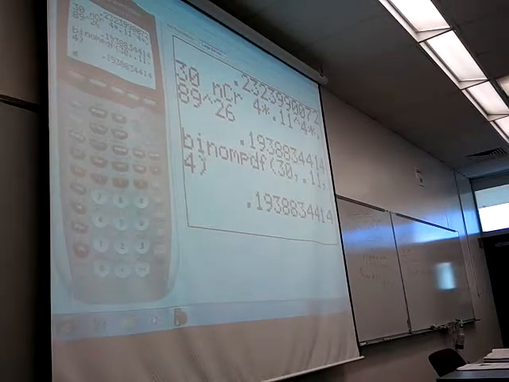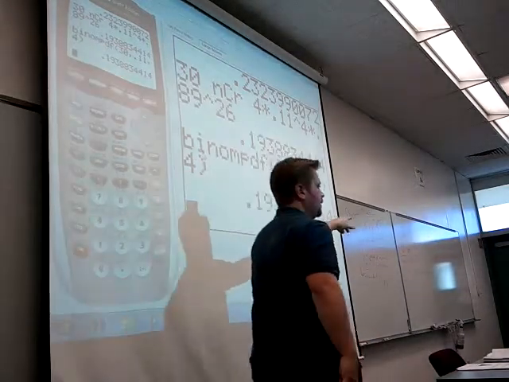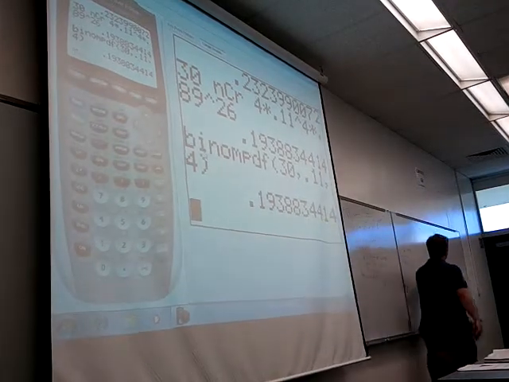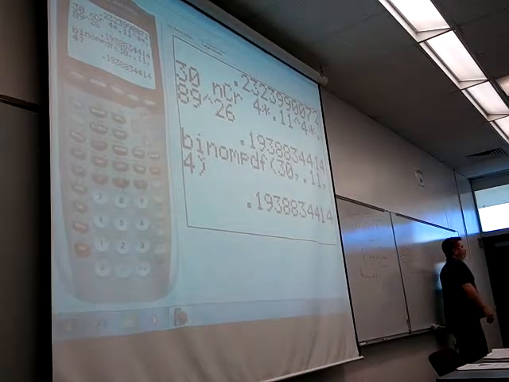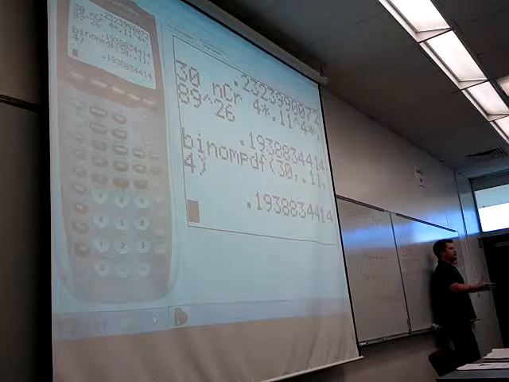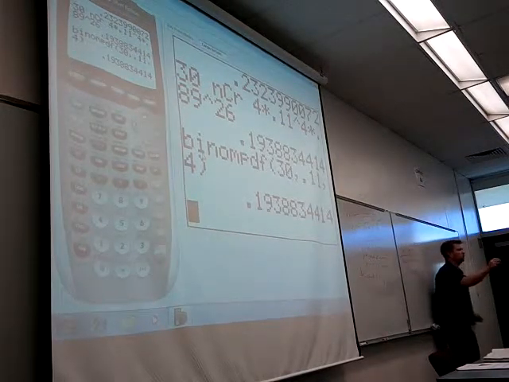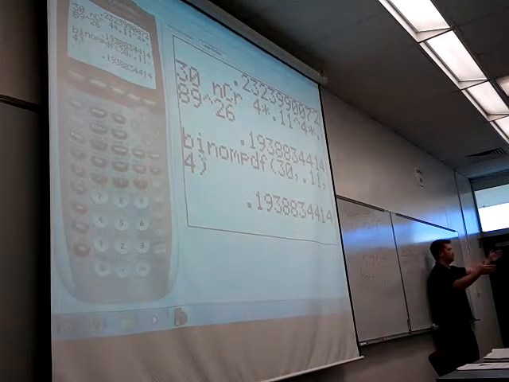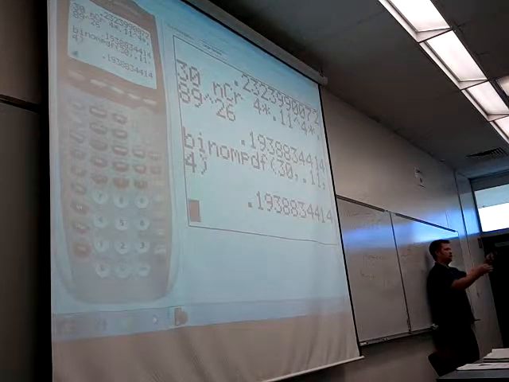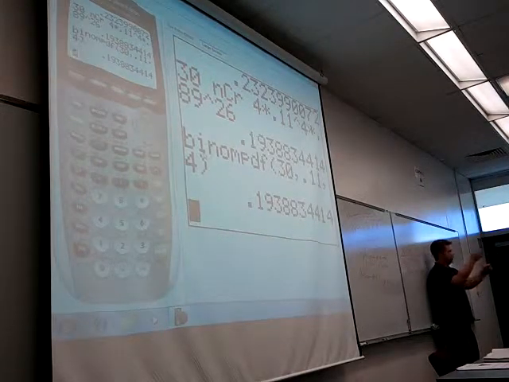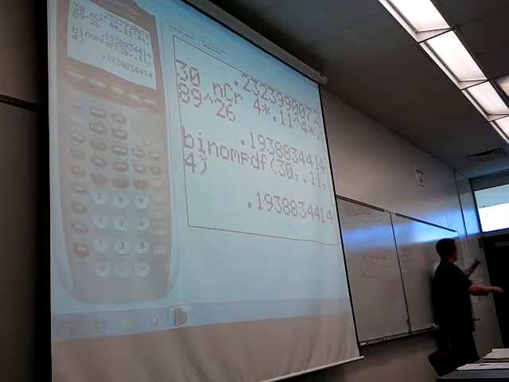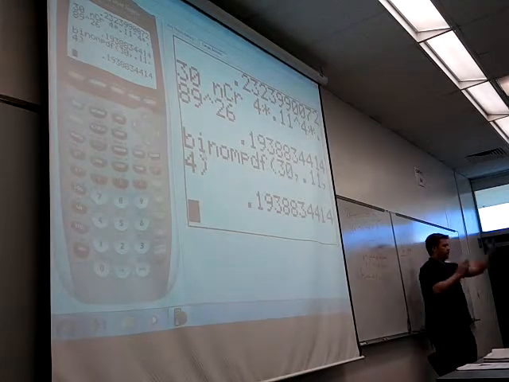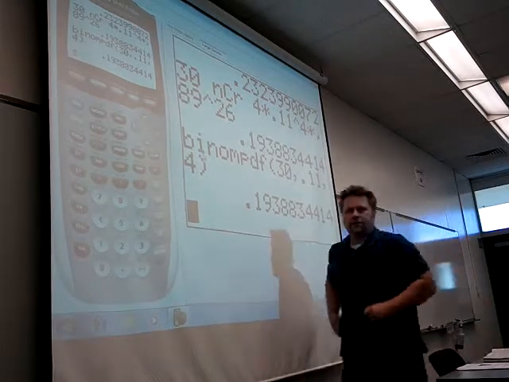All right, so how do I check this then? How do I check this work? This work that took forever. CDF. And in fact, CDF always goes from 0 up to the number you put in. So in this case, I'm going to do binomial CDF 30, comma, 0.11, comma, 5, because I want to go up to 5. So let's try that out.